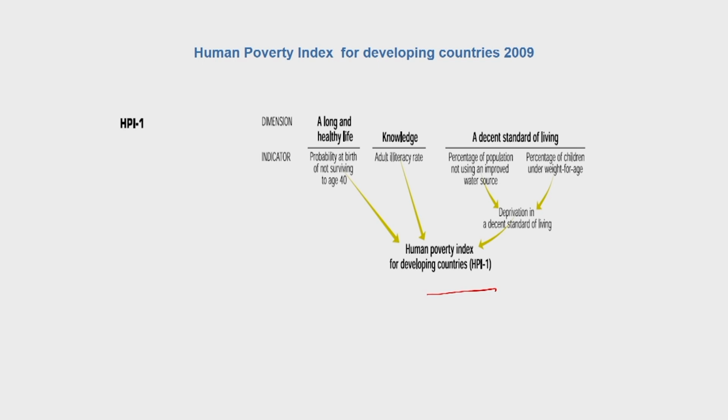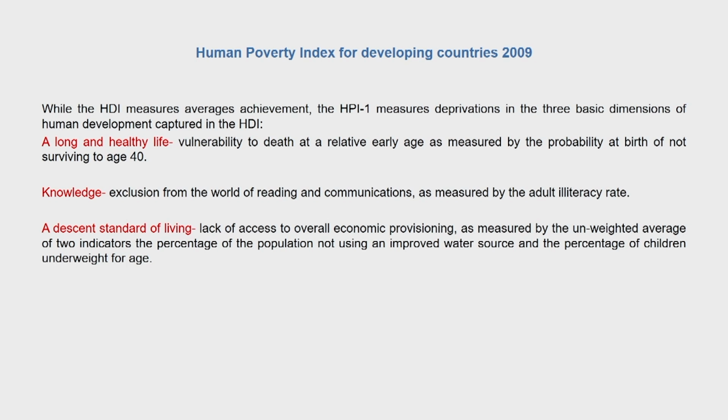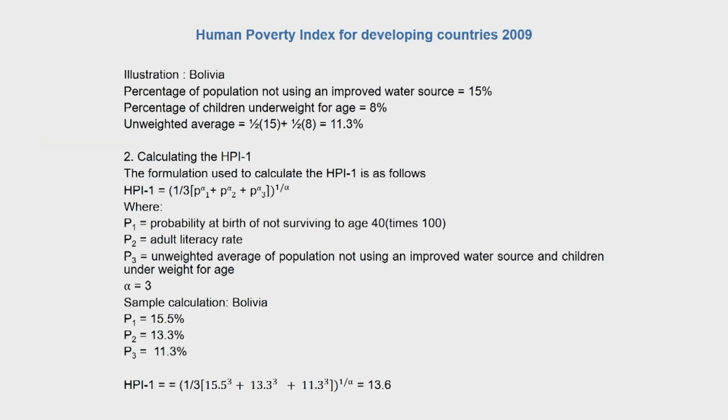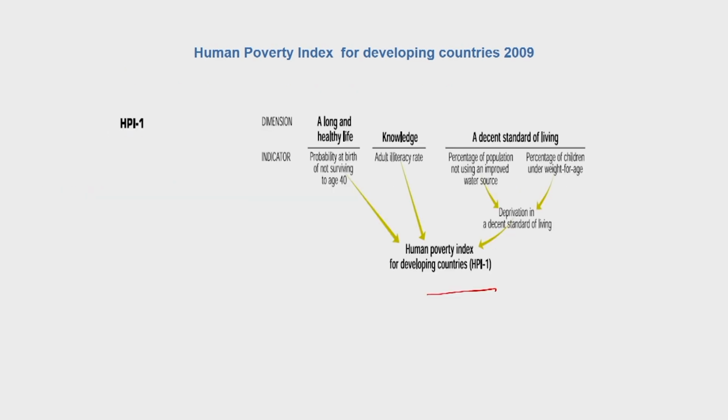Since we are by now, I would like to assume, at least comfortable with understanding the different dimensions and indicators here, we can just move on to an illustration of the HPI 1. The illustration I have considered is that of Bolivia. Looking at the indicators, the percentage of population not using an improved water source is 15%, and the percentage of children underweight is 8%. An unweighted average is taken of these indicators. This indicator belongs to the dimension of a decent standard of living.